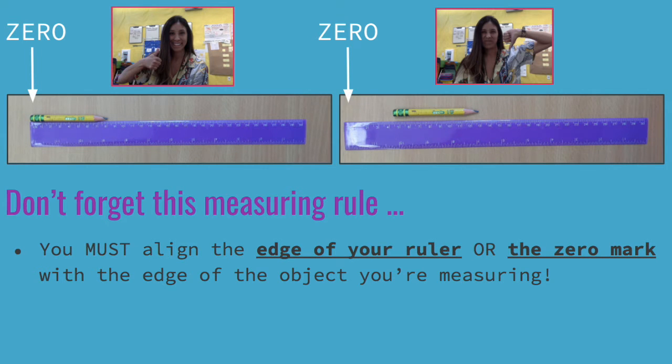Now don't forget this really important measuring rule. You must align the edge of your ruler with the object that you're measuring. This will help you get the most accurate measurement that you possibly can. If your ruler is aligned with the object right at the edge or right at 0, wherever the 0 is located, then you'll be able to get the best, most accurate measurement.